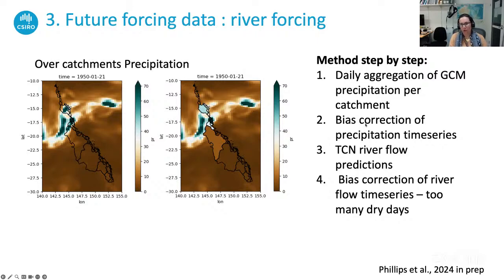Then we had to bias correct those precipitation, especially over the land, there's strong biases. So we did a bias correction of the time series per catchment. Then they become the input for the TCM machine learning model.